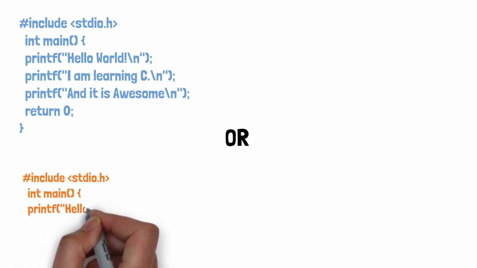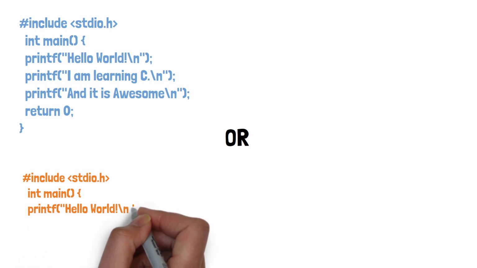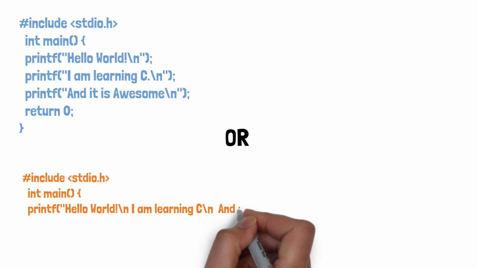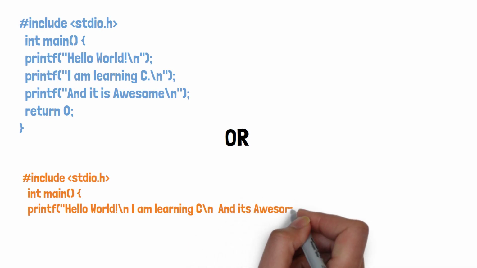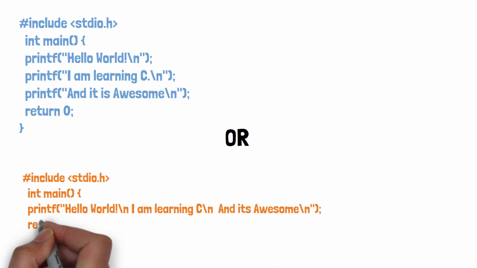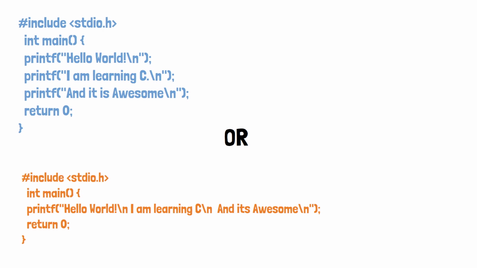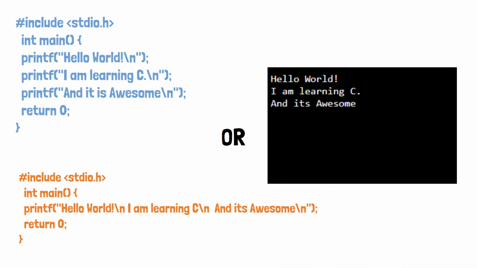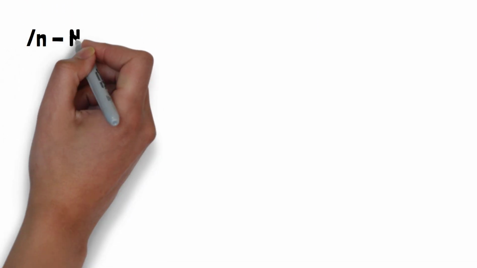Then I'm inserting slash n. Slash n means it will go to the new line, and I'm continuing with I am learning C. Again slash n means it will come to the new line, and lastly I'm printing and it is awesome, closing the double quotes, closing the round bracket, and semicolon. Next I'm writing return 0, then closing the main bracket. Now this program will give the output like this: hello world in the first line, next I am learning C in the second line, and it is awesome in the third line.